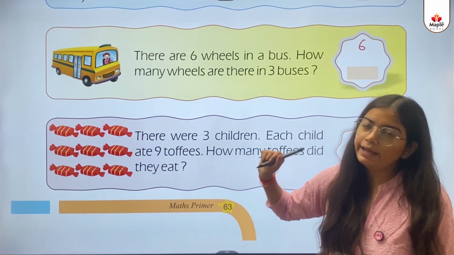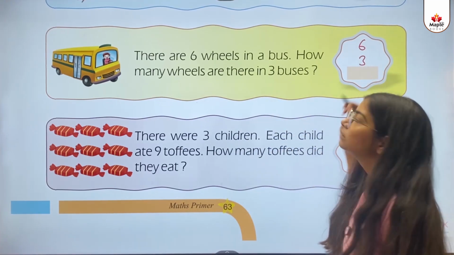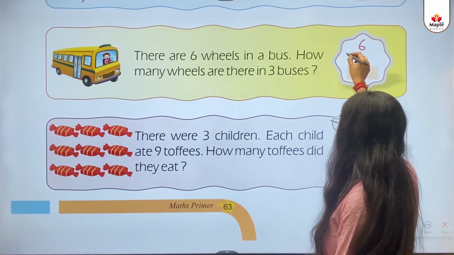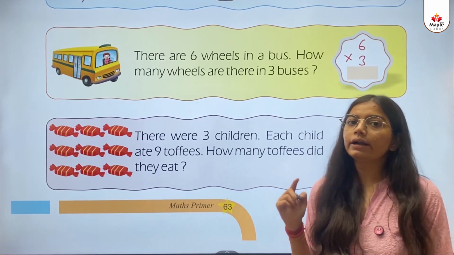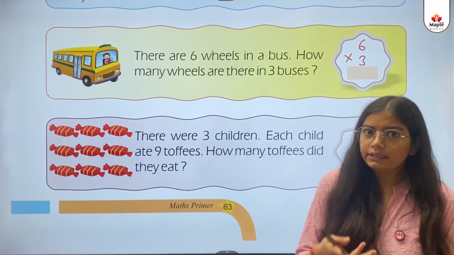A 6. Then they are asking for how many buses? 3. So what will we write? 3. Then we will multiply it with each other. So we'll put a multiply sign here. Then 3 6s or 6 3s is the same thing. So the answer is 18.